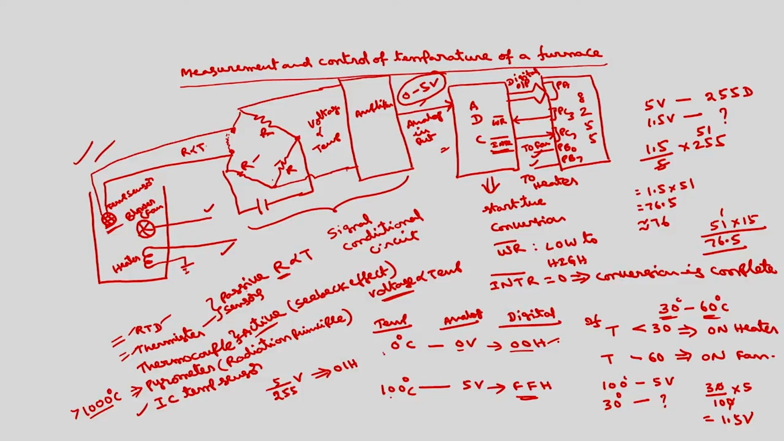So 76 if I convert into hexadecimal: sixteen 4s are 64, 12 which is C is the remainder, sixteen 0s are 0, 4 is the remainder, so 4C. So this 30 degrees corresponds to 4CH, because you have to compare these values in the program.